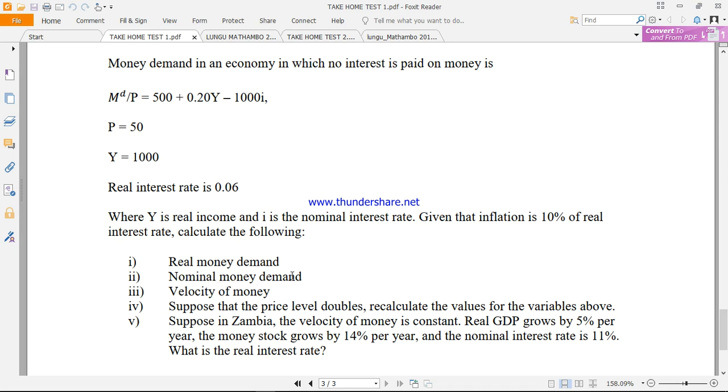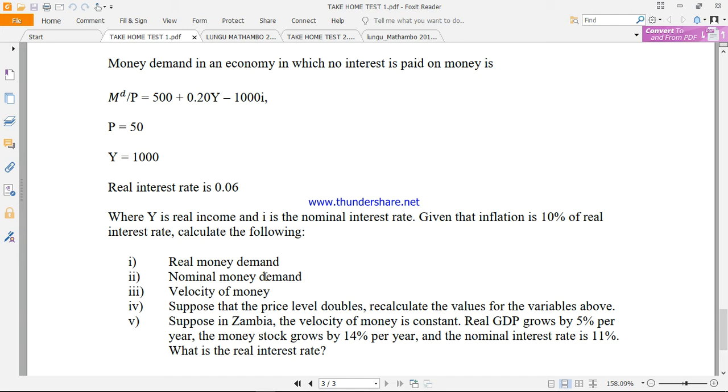The nominal money demand. So the difference between real money demand and nominal money demand is that with the real money demand, you are trying to divide the quantity of money that you have by the price. You're getting real in that case. But with nominal, all you want is to calculate the quantity of money that is circulating in an economy. With real money demand, you are dividing the money that is circulating by the price level. That's why I've got M over P. But with nominal, what you want to understand is how much money is flowing in the economy.